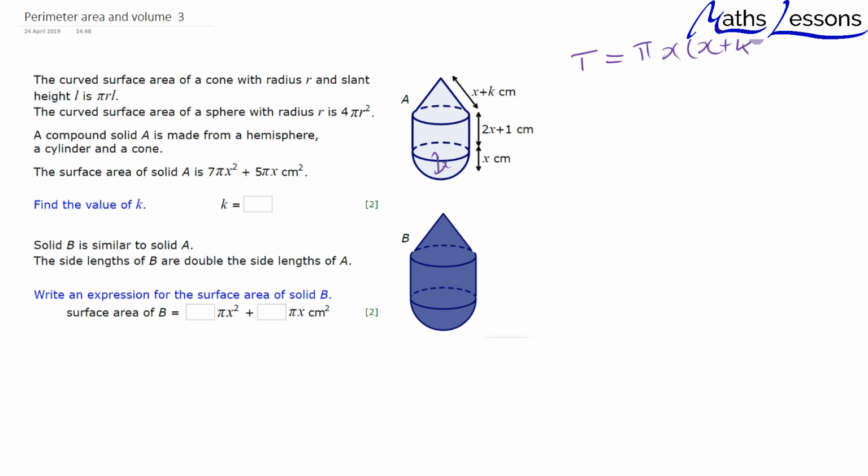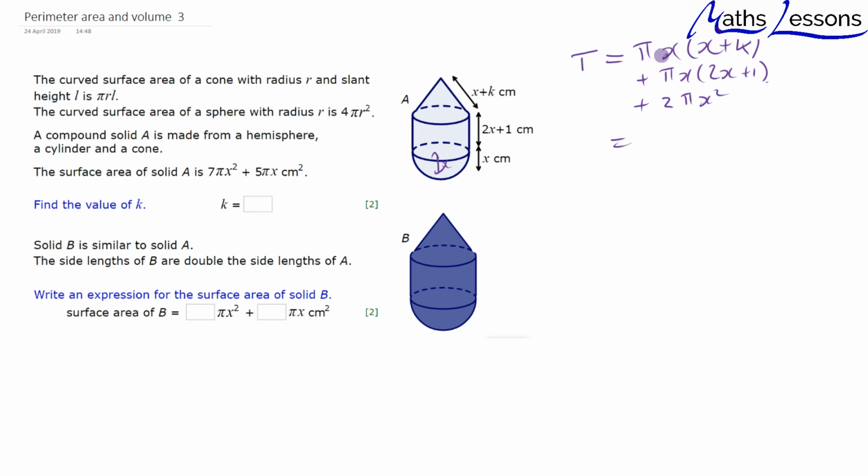And then I'm going to add on to that this middle bit, which is going to be pi r squared times the height. So it's going to be pi times x times 2x plus 1. And then I'm going to add on to that the base, which is the hemisphere, which has a surface area of 4 pi r squared. But it's a half of that, because the whole sphere is 4 pi r squared. So we want 2 times pi times r squared, which is x squared.